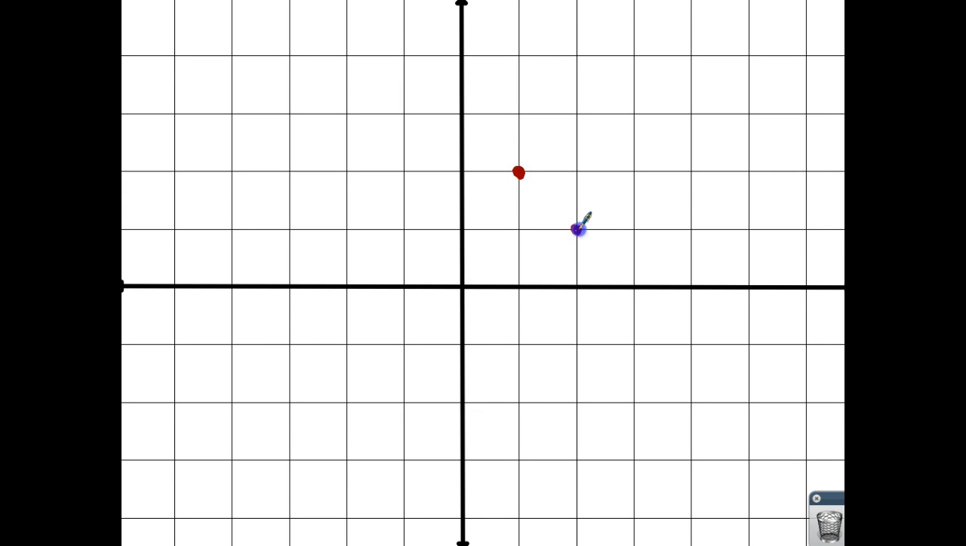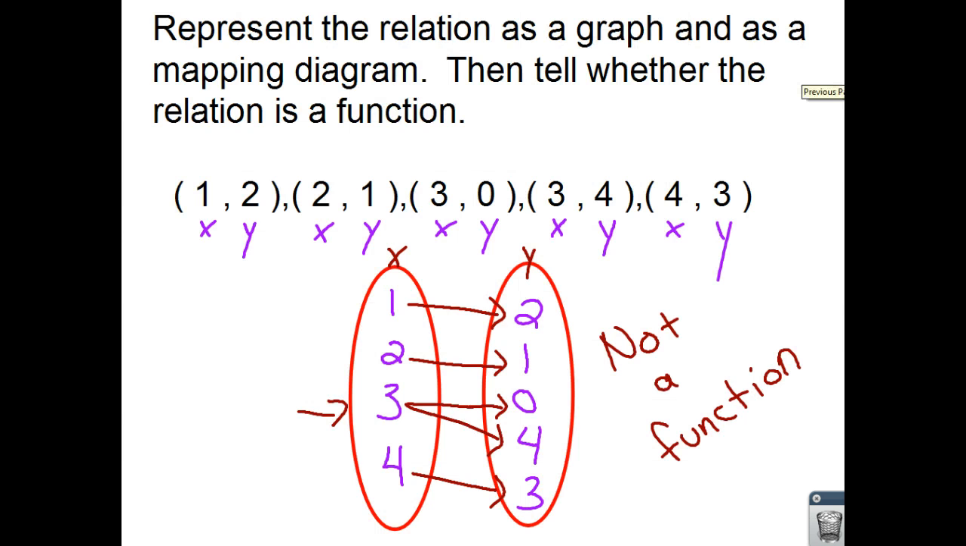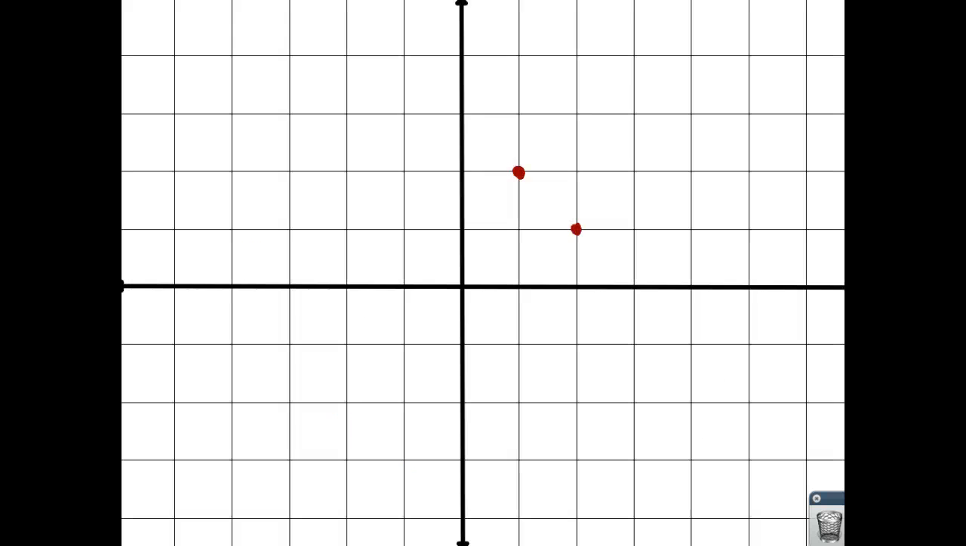2, 1. All right. 3, 0, and 3, 4. Whoa. 3, 0, and 3, 4. And then the last one was 4, 3. 1, 2, 3, 4, 1, 2, 3.